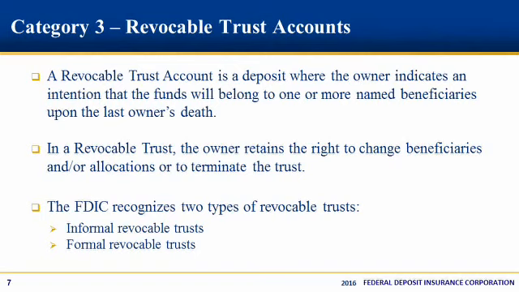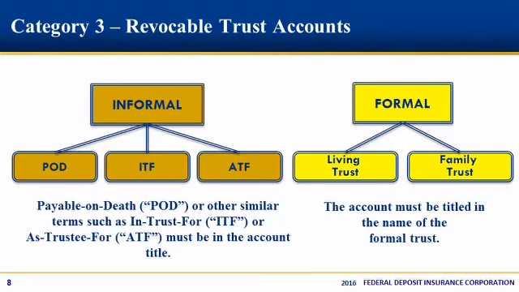The FDIC recognizes 2 forms of revocable trust deposits, informal and formal revocable trusts. During today's presentation, I will be discussing both informal and formal revocable trusts. As a reminder, the first type of revocable trust is created in the bank records simply using language such as payable on death, in trust for, or as trustee for in the account title. The FDIC refers to these trusts as informal revocable trust deposits.